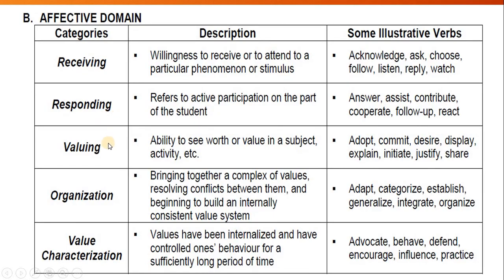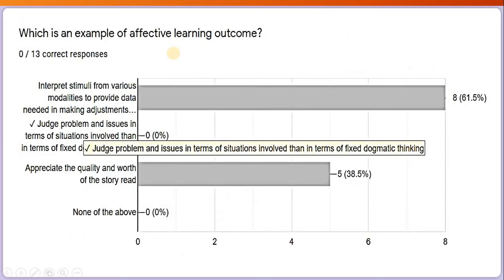Affective domain. So these are your categories: receiving, responding, valuing, organizing, and value characterization. These are your descriptions, and these are some measurable illustrative verbs for affective domain. So ito, magiging guide ninyo. Gamitin nyo sa paggawa ng learning objectives nyo for affective domain. Which is an example of affective learning outcome? Oh, magandang question ito. Kaya lang walang nakasagot sa inyo.